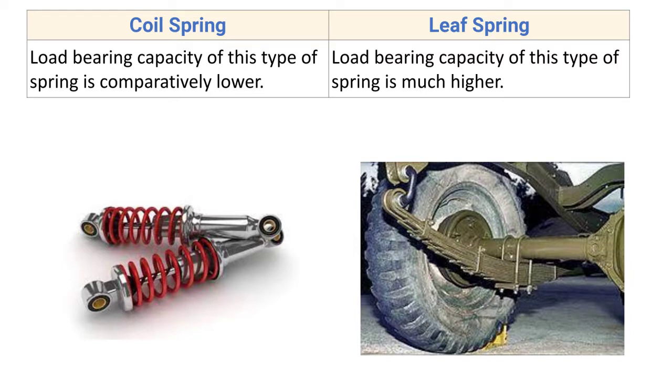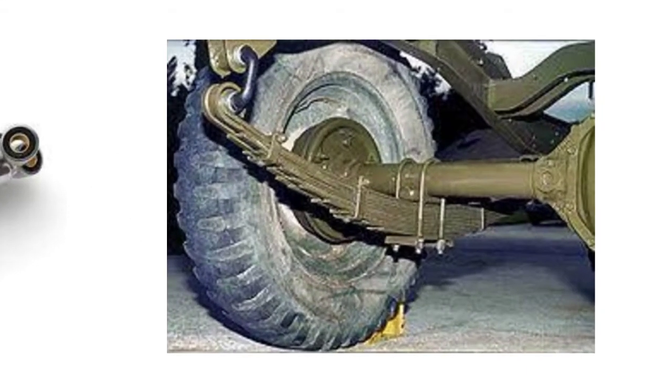Now the leaf spring, load bearing capacity of this type of spring is much higher. So its load bearing capacity is comparatively larger than the coil spring, and it is basically used for heavy duty applications like the industrial trucks.